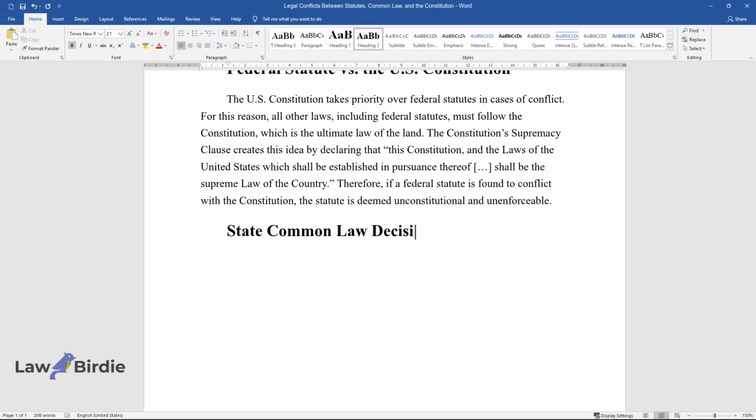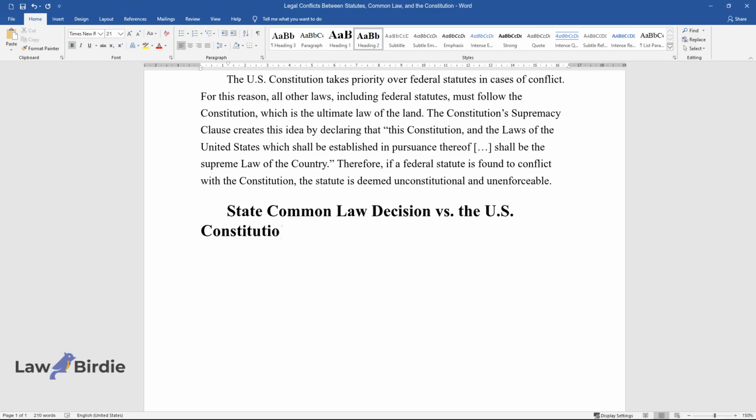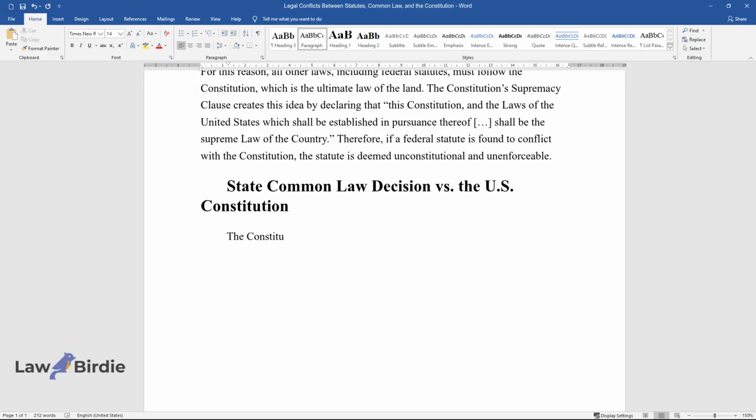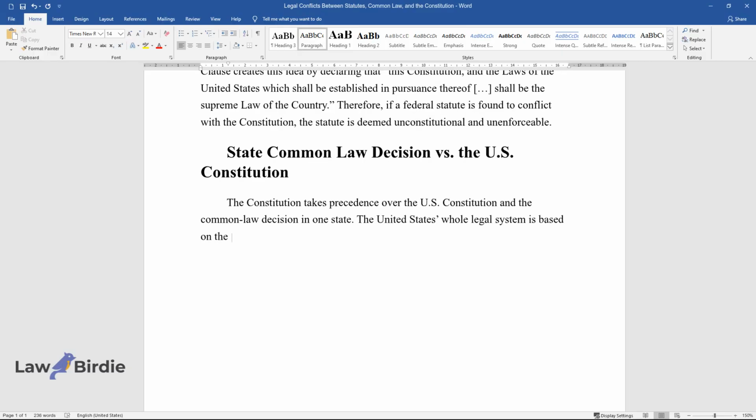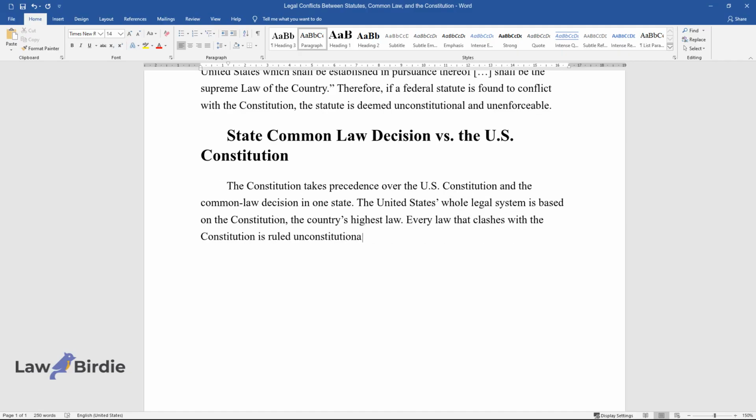State common law decision versus the U.S. Constitution. The Constitution takes precedence over the common law decision in one state. The United States' whole legal system is based on the Constitution, the country's highest law. Every law that clashes with the Constitution is ruled unconstitutional and invalid, including common law.